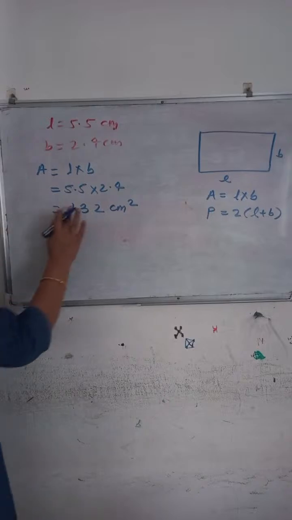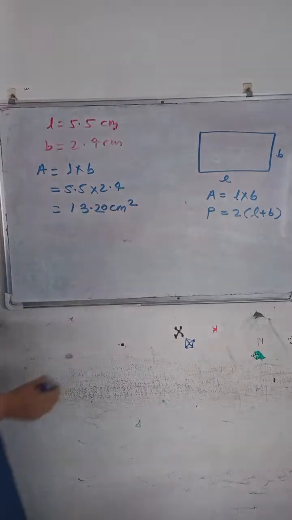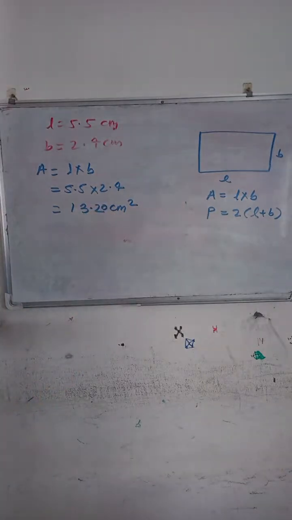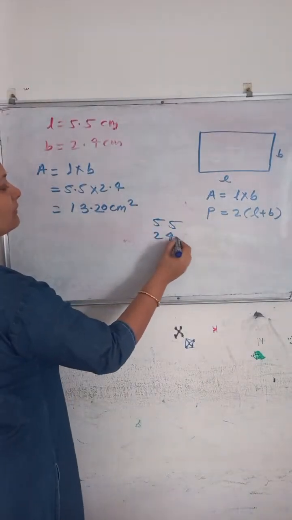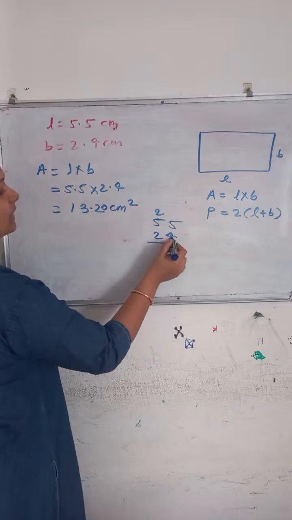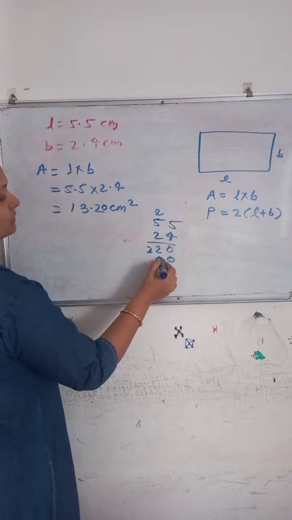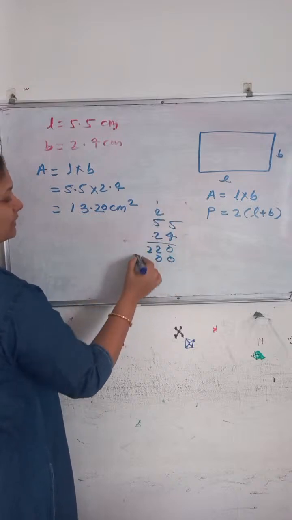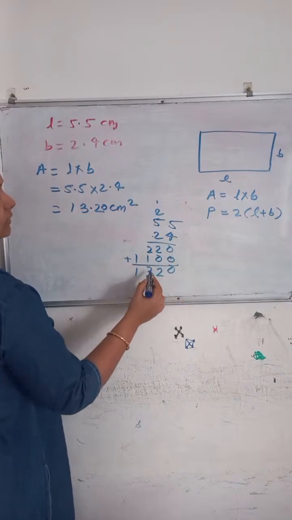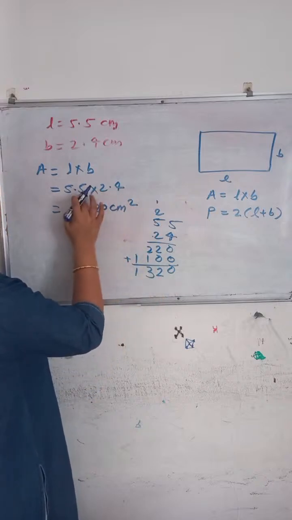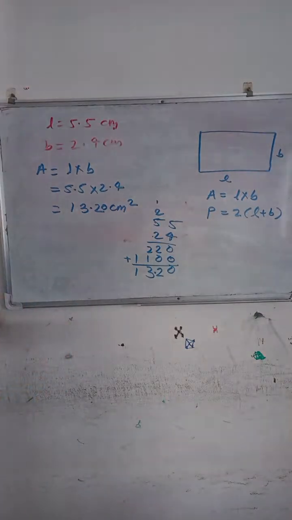5 4s are 20, no, sorry, so 13.20 is the answer. Are you getting this? Can you get this answer? How to do the multiplication? Check. 55 into 24, 5 4s are 20, 2 will come, 5 4s are 20 plus 2 is 22, 0, 5 2s are 10, 1 will come, 5 2s are 10 plus 1, 11. So after the decimal 2 digits are there, 1 and 2. So adjust this, then you will get 13.20 as the answer.